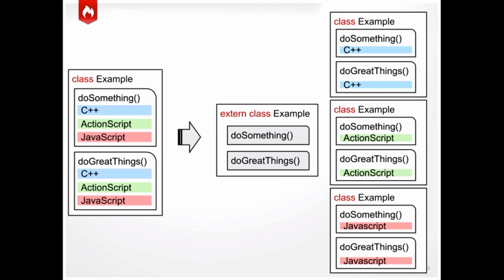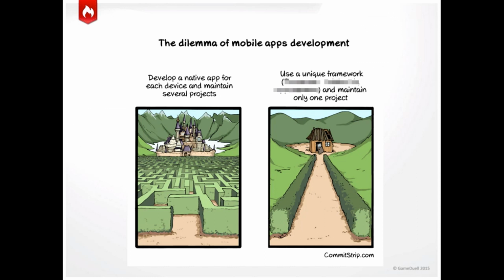Another thing is this funny commit strip. I don't know if you know this website, it's pretty interesting. It's about what happens when you develop a game or an app individually for each platform: it takes a long time, but then it's good. I mean, you can achieve a lot of performance because you are developing with the best practices for that platform. But it takes a long time, so it's not really scalable.